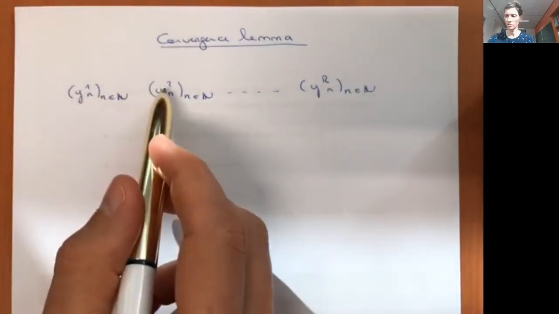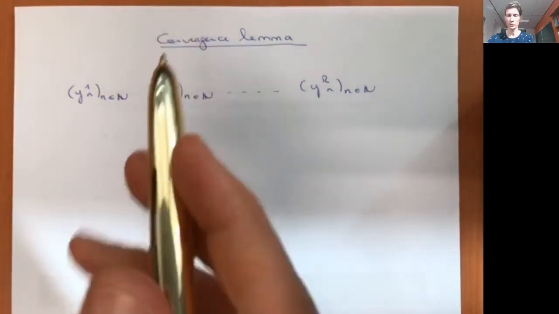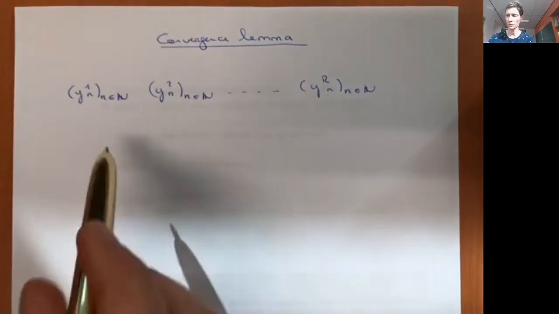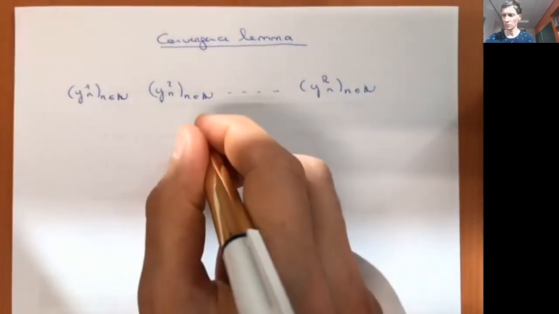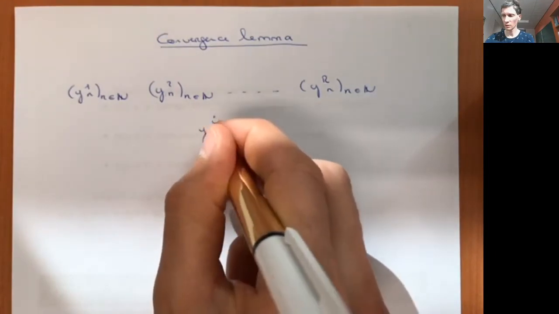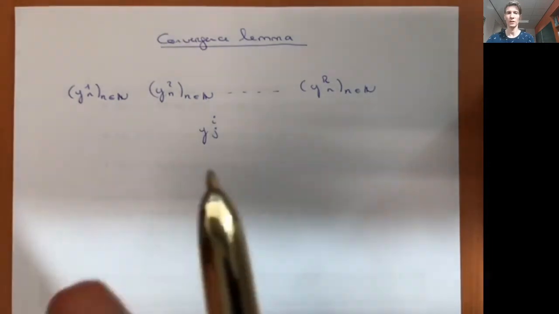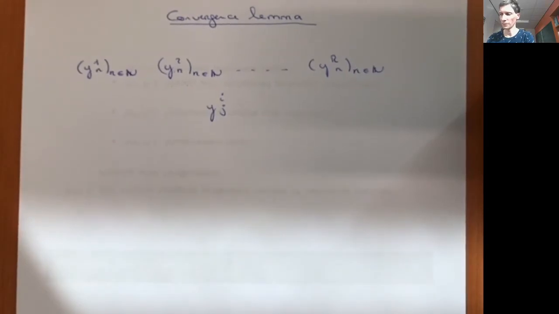Here the superscript refers to the sequence, the first sequence, the second sequence, up to the Rth sequence. The subscript refers to the element in the sequence. So for example, yij is the ith sequence and the jth element in the ith sequence. This is just to give you the notation. Okay, so what do we have?